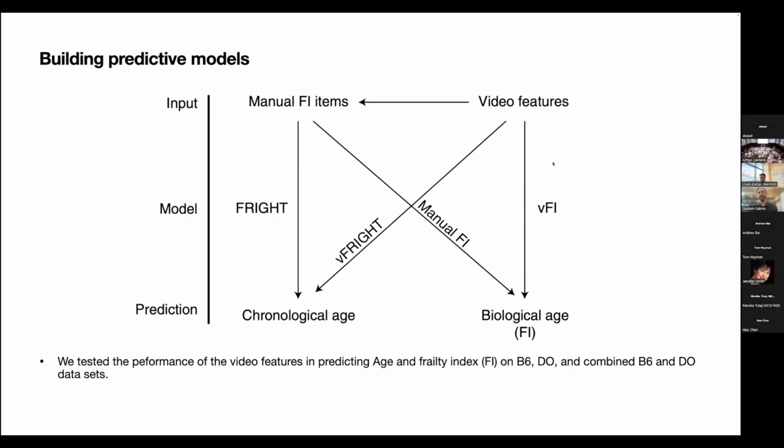Next we address the main goal of predicting the biological age or the frailty index from the video features. And we test the performance of these features in predicting these different items on B6, DO, and combined B6 and DO data sets on the next few slides.